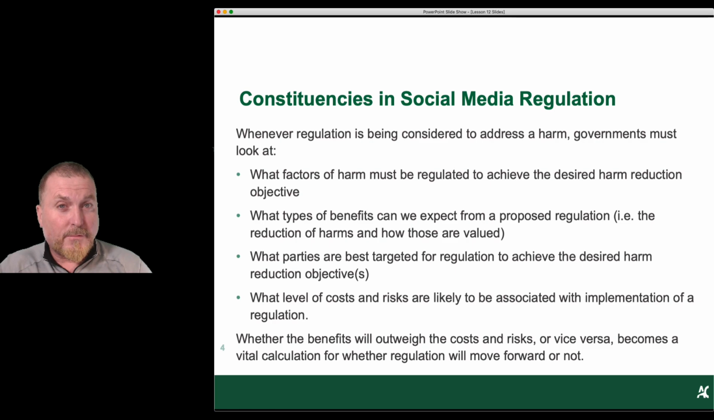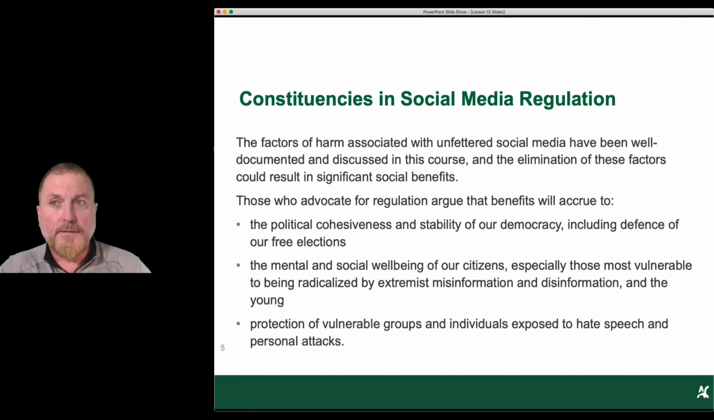And we know what the risks of regulating speech are. We've discussed that in a free speech context, but we also know the risks and harms of not regulating social media, in terms of its distorting effects on free speech, truthfulness, facts, and so on. What parties are best targeted for regulation to achieve the desired harm reduction objectives? What level of costs and risks are likely to be associated with implementation of a regulation? And whether benefits outweigh the costs and risks becomes a vital calculation for whether regulation will move forward or not.